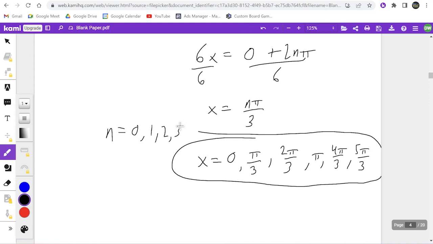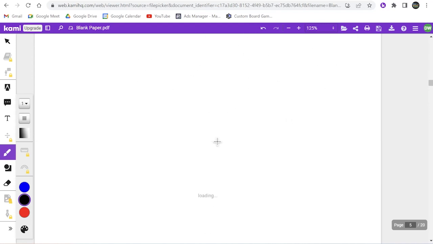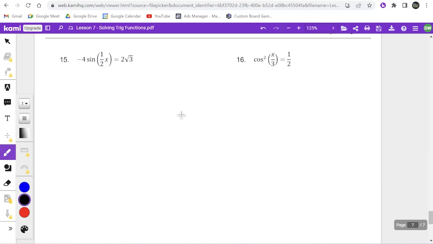Okay. And now for the last page. I think I gave you enough room because I gave you like all this space. But I'll still recommend writing small because this is a lot. But here's what I'm going to do for the first one. First, I got to divide both sides by -4 to get sine by itself. That means the sine of 1/2 x is going to equal 2 over -4. That's -1/2 root 3.